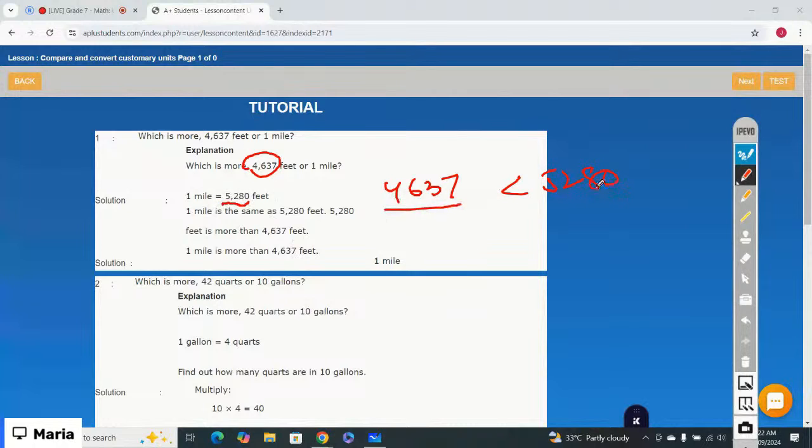So 4,637 is less than 5,280. That means 4,637 is less than 1 mile. Got it?